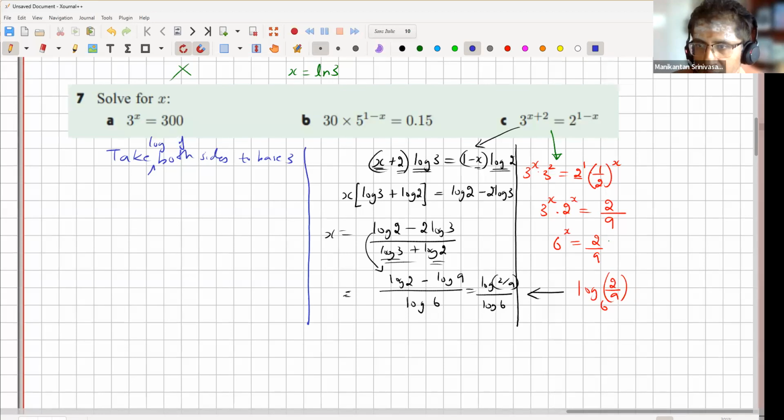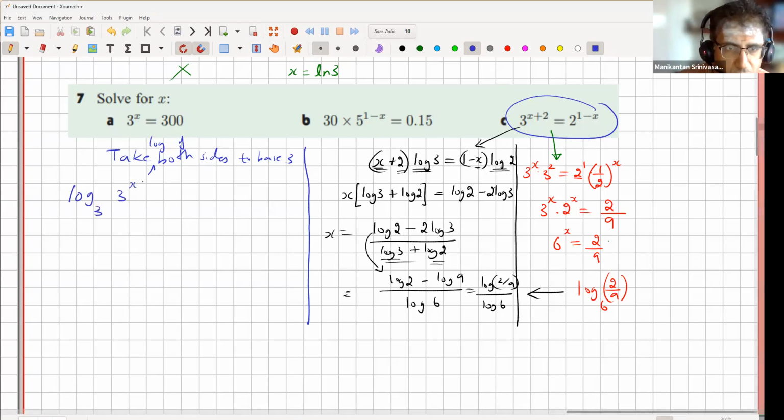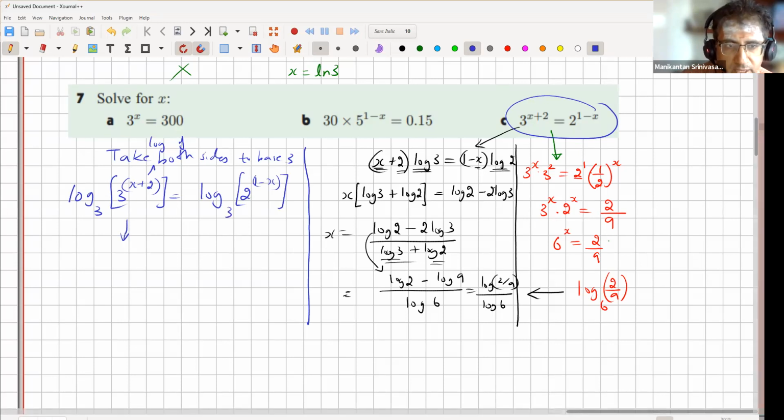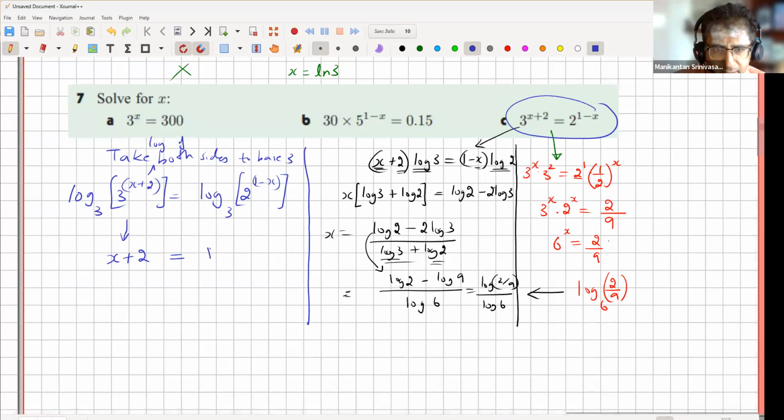Okay, so if I take to the base 3, what happens? I'll literally write it out. Log of 3 power x plus 2 to the base 3 equal to log of 2 power 1 minus x to the base 3. So this guy, since it's 3 power something and to this base 3, it is simply x plus 2. Agreed? And the right hand side is normal, 1 minus x times log 2 to the base 3.